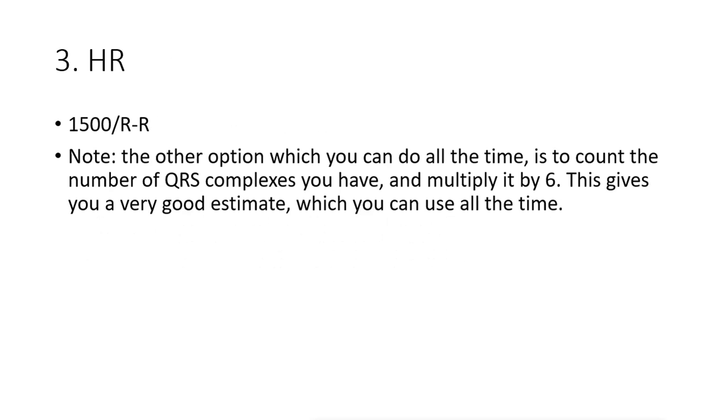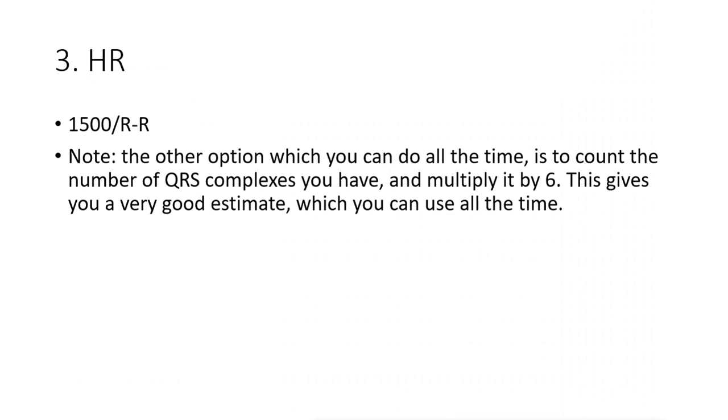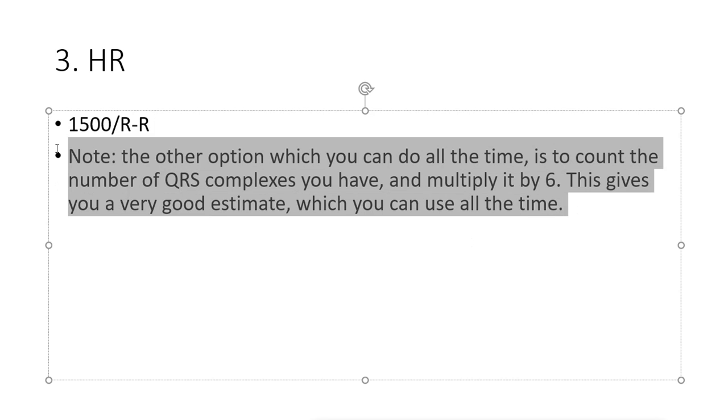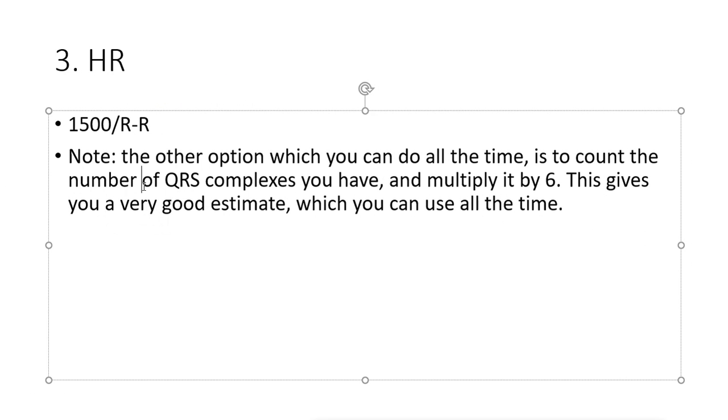That is not the easiest way to do it. Thankfully, there is a much easier way, although that wasn't too difficult, but I'll allow it. So the easiest way to do it is actually just count the number of beats on your sheet and multiply it by 6. According to your paper, you do this when the rhythm is regular, and you do the other when the action is irregular. But to be honest, this option you can do all the time.